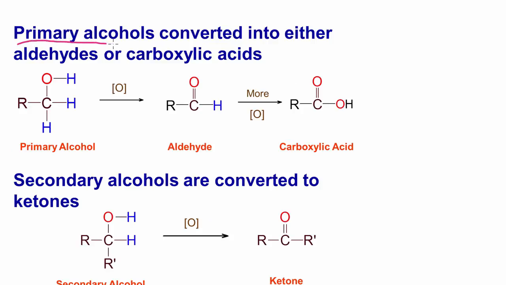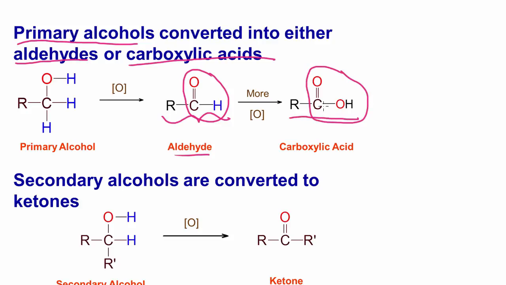Now, it turns out that a primary alcohol can be converted into either an aldehyde or a carboxylic acid. I'll show you what those are in a minute. So a primary alcohol, we react it with an oxidizing agent, and what we end up with is an aldehyde. An aldehyde has this group here, a carbonyl group and a hydrogen bonded to the carbonyl carbon. Now, that would be a gentle oxidation of the primary alcohol, okay? Now, if I add more oxidizing agent, this aldehyde can be further oxidized to a carboxylic acid.